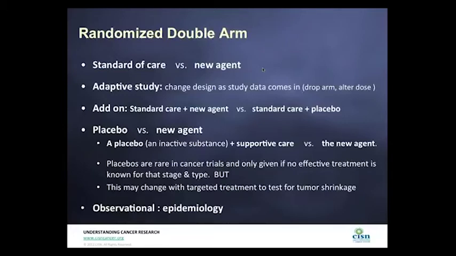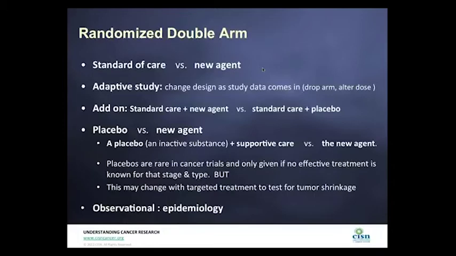What most people know about clinical trials is placebo. And that's an inactive substance. It's a sugar pill. It's the kind of word that gets out there and makes people scared about clinical trials. Fortunately, in cancer, almost nobody ever is given a placebo. The only time you get a placebo is if there is no treatment, no effect for treatment left for that stage and type of cancer. And that's rare. It does happen in some cancers at some stages, but it's very rare.